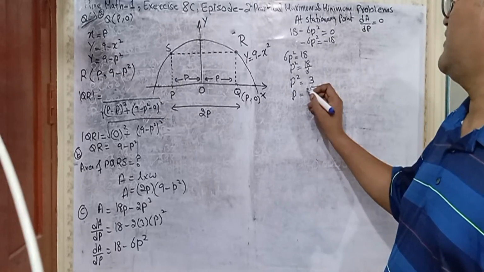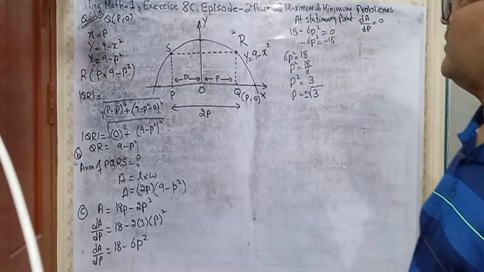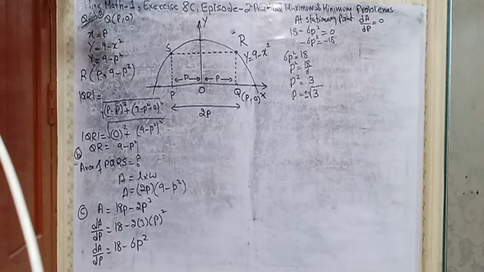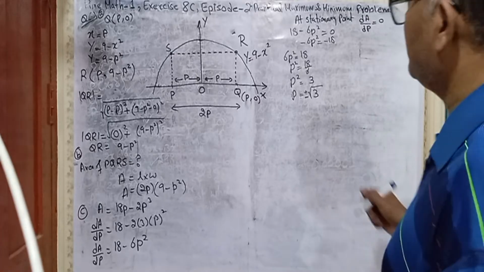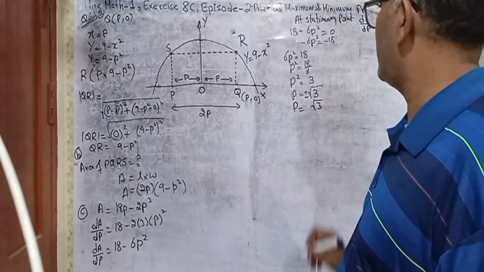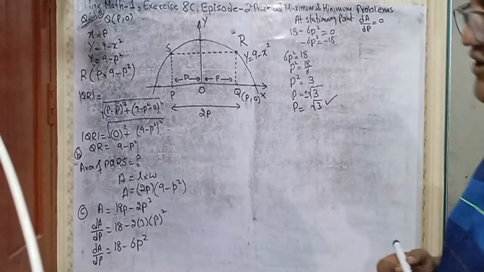And it is plus and minus. Okay. So this is the value of the p. Let me check. Yes, sir. The value of the p is under root 3. So they have only taken the positive value. Okay. This is the answer, sir. This is the C part.